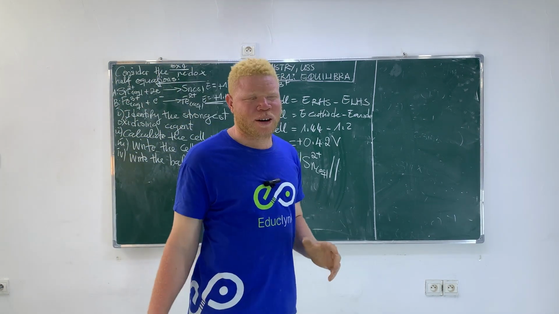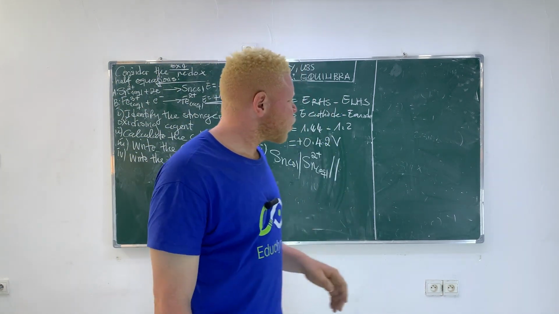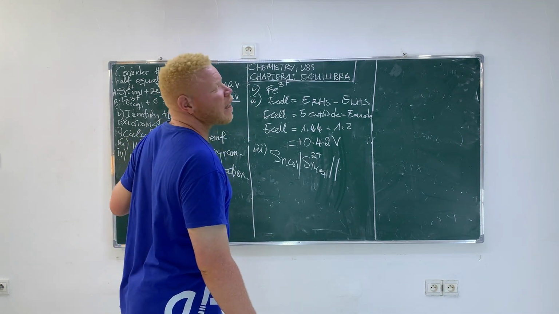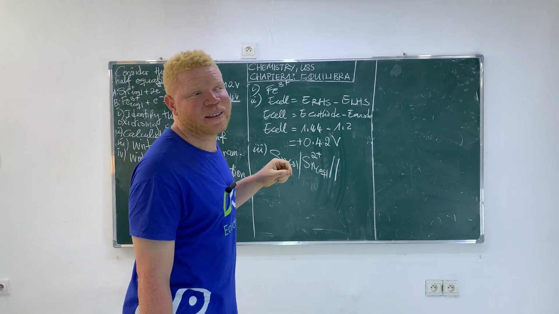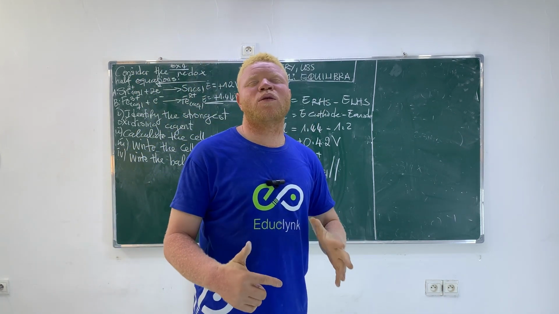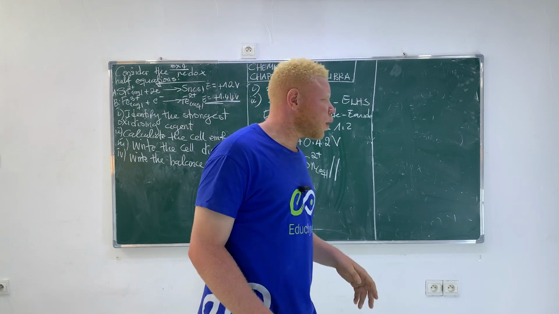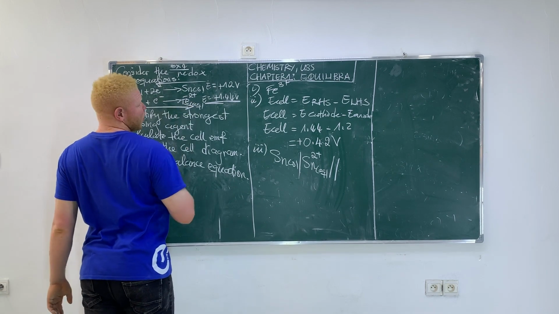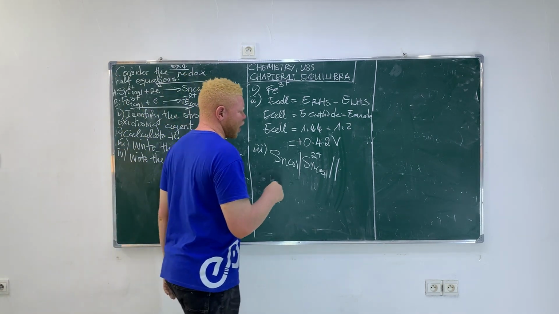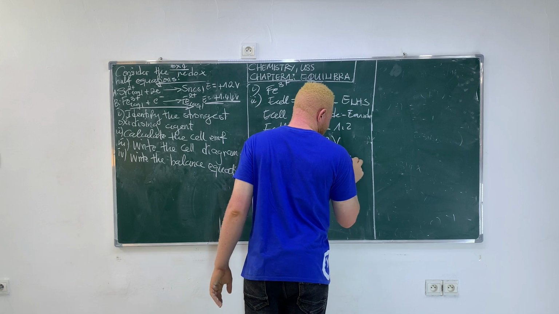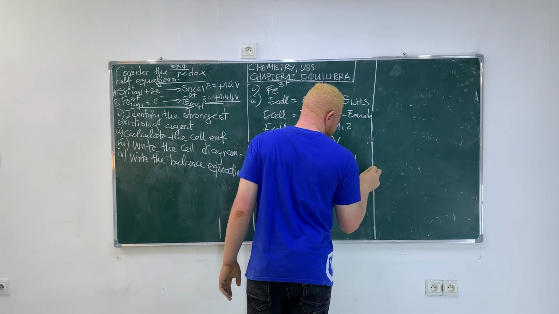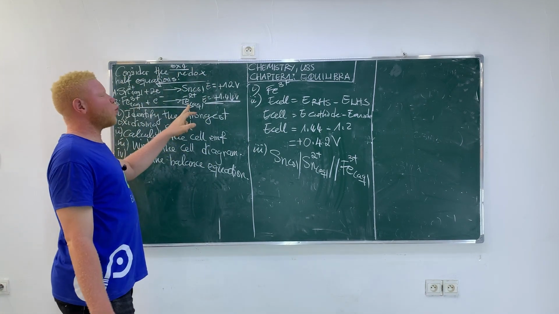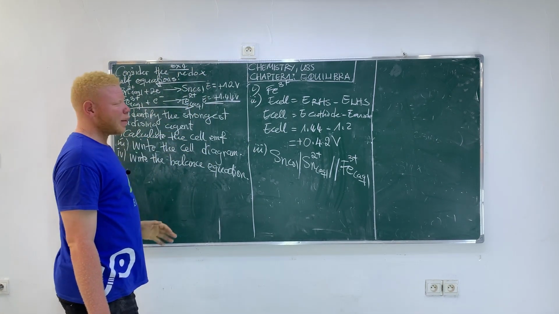Then after writing the anode, I write the cathode. So at the cathode, reduction occurs, meaning at the cathode, the species with the highest oxidation state will reduce to a species with the lowest oxidation state. So the cathode is written in this direction. Write the cathode in this direction. So the cathode will be Fe3+ aqueous.